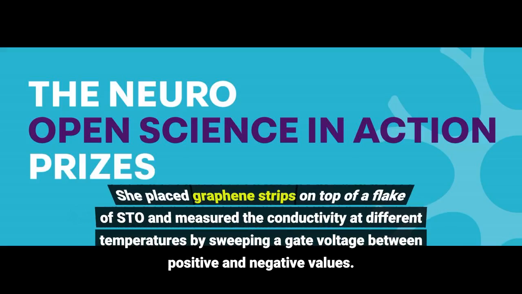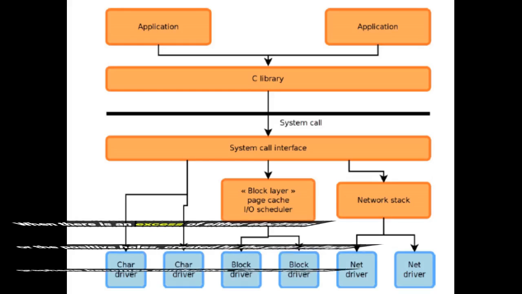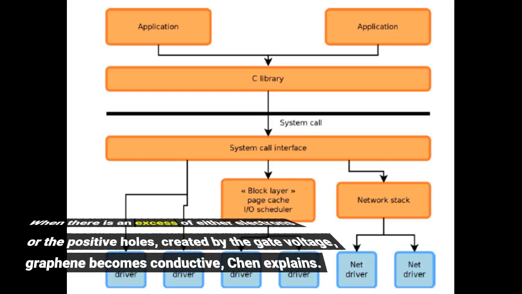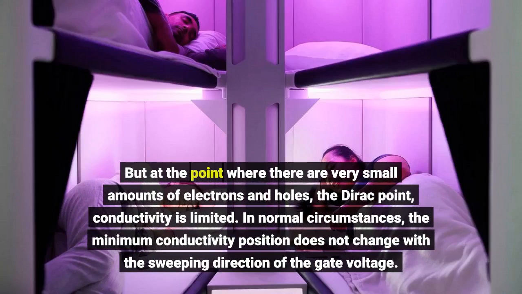She placed graphene strips on top of a flake of STO and measured the conductivity at different temperatures by sweeping a gate voltage between positive and negative values. When there is an excess of either electrons or the positive holes, created by the gate voltage, graphene becomes conductive, Chen explains. But at the point where there are very small amounts of electrons and holes, the Dirac point, conductivity is limited.